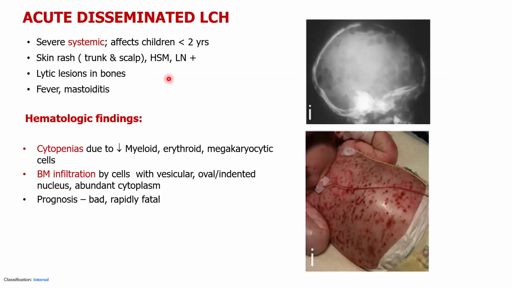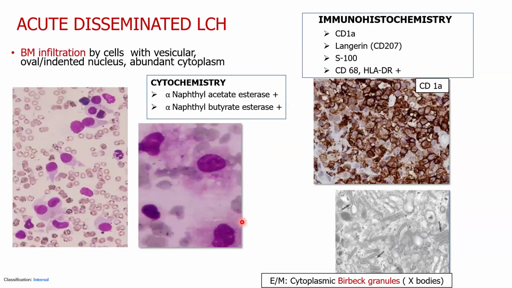So acute disseminated LCH is a very severe systemic disease affecting children less than 2 years. They present with a skin rash on the trunk and scalp associated with hepatosplenomegaly and lymphadenopathy. If you do an X-ray, there would be lytic lesions in various bones, and hematologically we come across cytopenias due to suppression of myeloid, erythroid, and megakaryocytic cells because the bone marrow is infiltrated with these Langerhans cells. The prognosis is very bad and it is rapidly fatal.